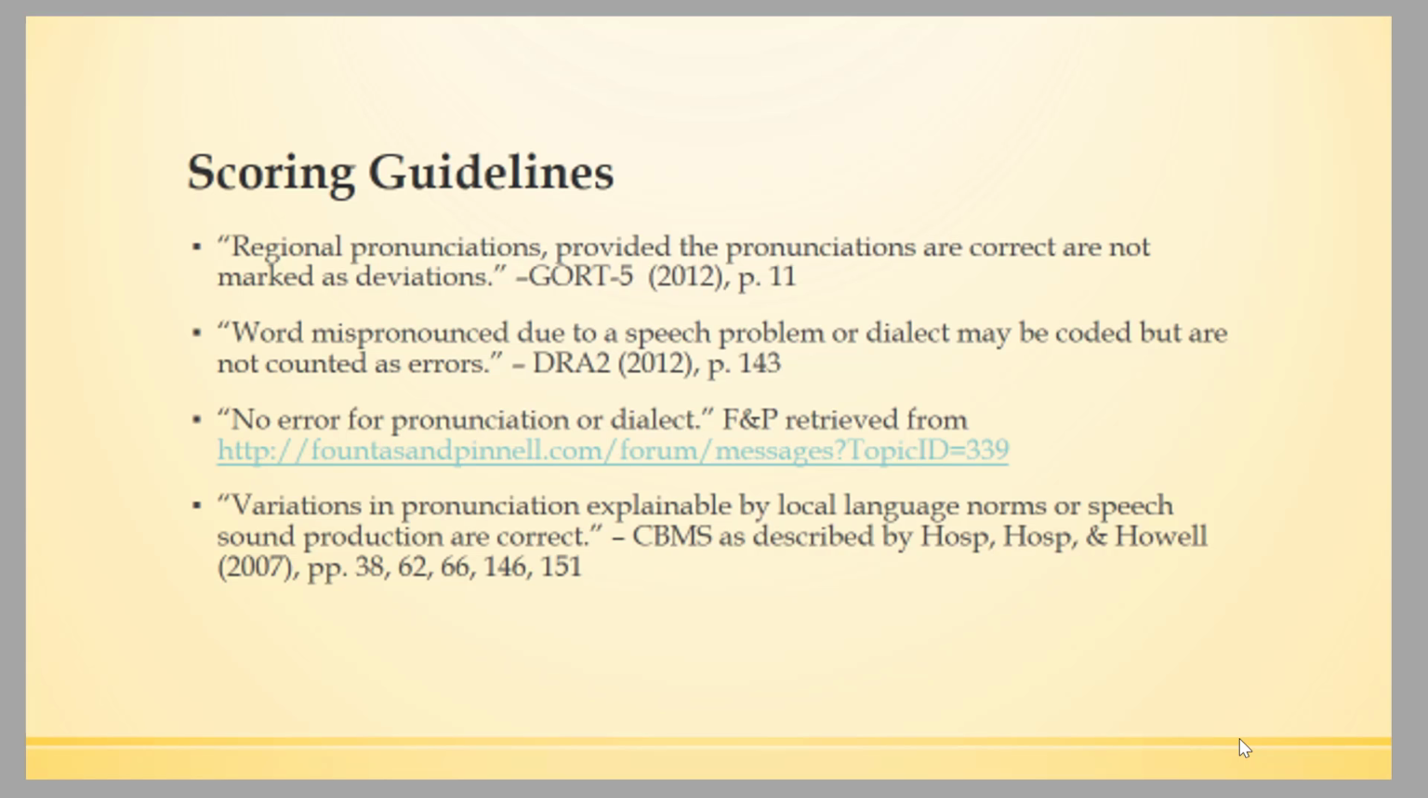Scoring guidelines from standard protocols for measures of reading fluency, like the Gray Oral Reading Test or the DRA, give some guidance on scoring when there's a dialectal or language difference. So, for example, regional pronunciations, provided the pronunciations are correct and are not marked as a deviation. A word that's mispronounced due to a speech problem or a dialect may be coded but not counted as an error. Give no error for pronunciation or dialect. And then from the AIMSweb developers, Hosp, Hosp, and Howell, variations in pronunciation explainable by logical language norms or speech sound production are correct.